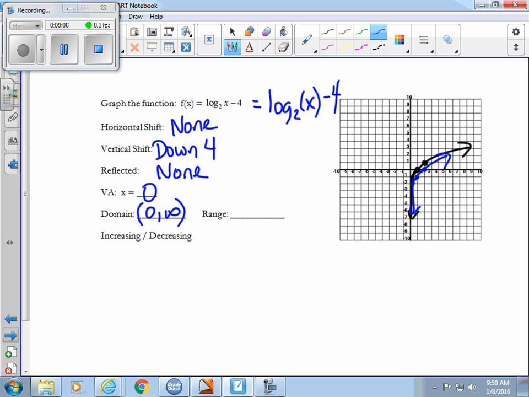What is the range of any logarithm? And is this increasing or decreasing? Increasing. What would change a logarithm to decreasing? Negative. Right? Some sort of reflection, right? Either reflection would do it.